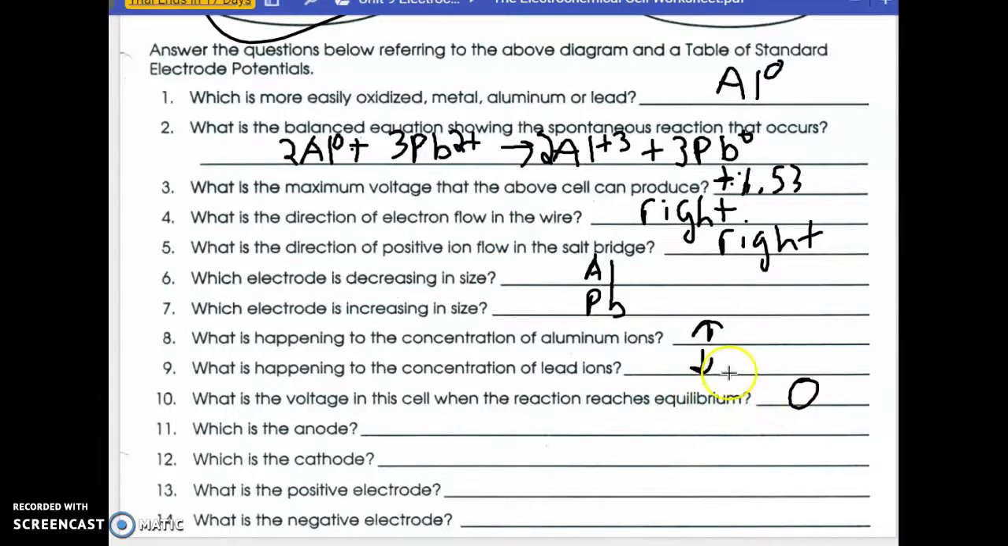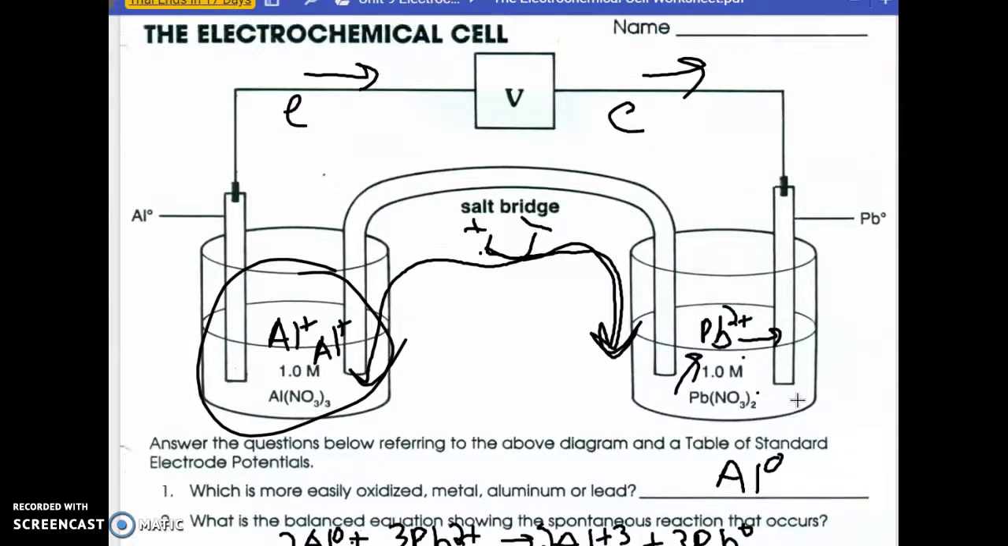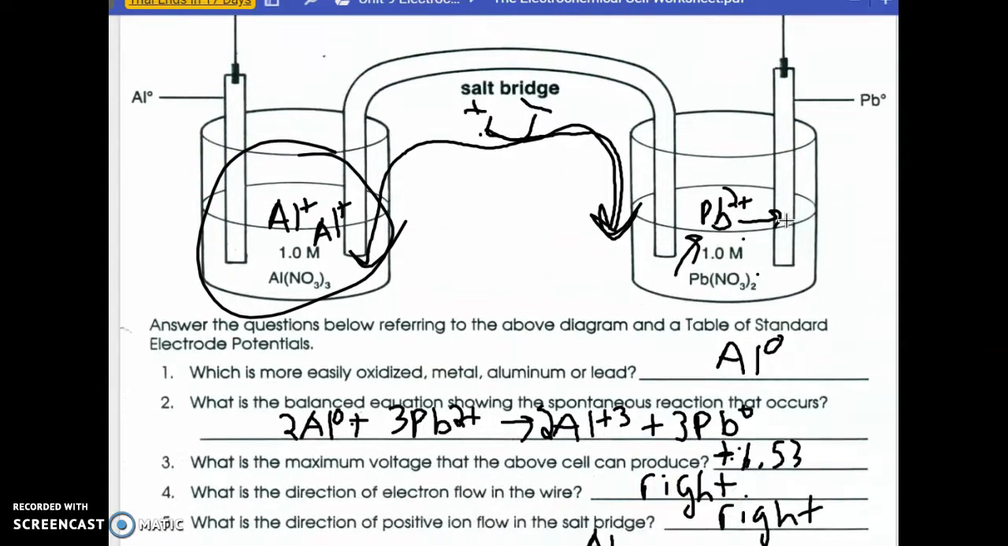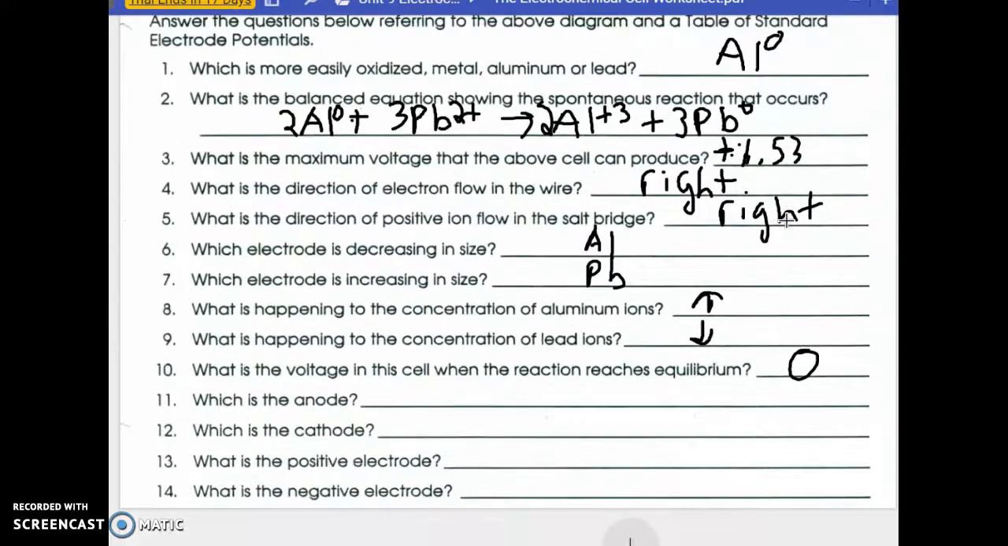So again, we left off at number 12. What is the voltage of this cell when the reaction reaches equilibrium? When you're at equilibrium, that's like you have a dead battery, because all of the electrons that could go from one side to the other side have gone to the other side. And so you're not going to have any more voltage at equilibrium.